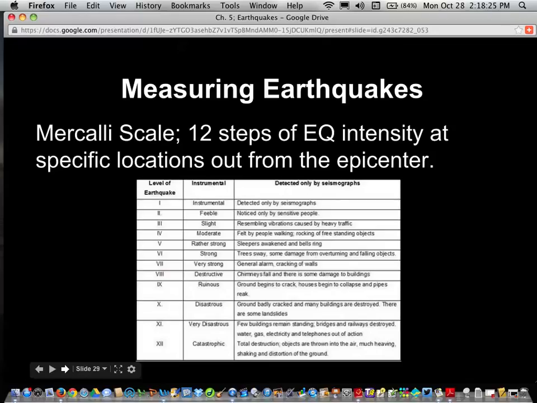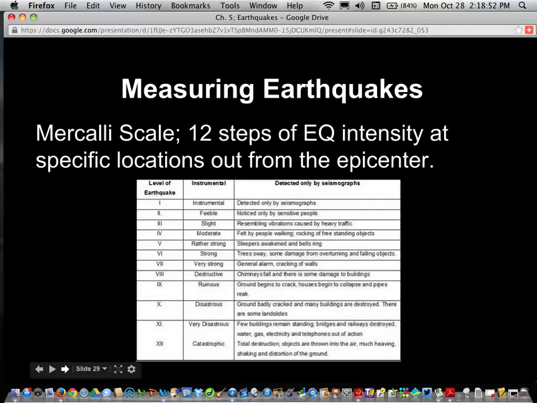Well, scientists over the years have come up with many different ways of measuring earthquakes. One of the first ways to measure earthquakes was called the Mercalli Scale. It's a 12-step scale of intensity, from 1 being very low to 12 being catastrophic. And it measures the intensity at specific locations out from the epicenter.